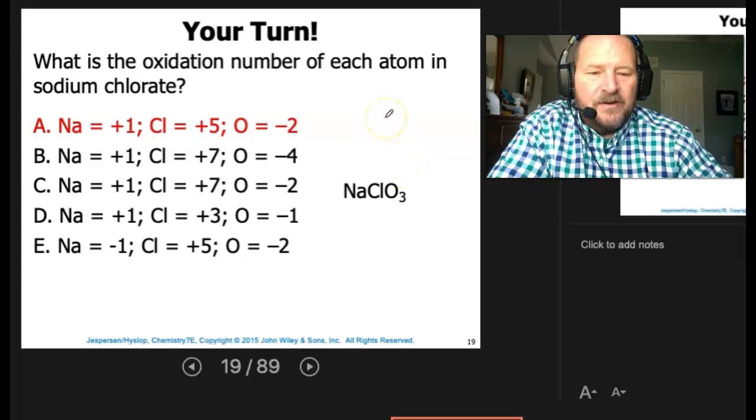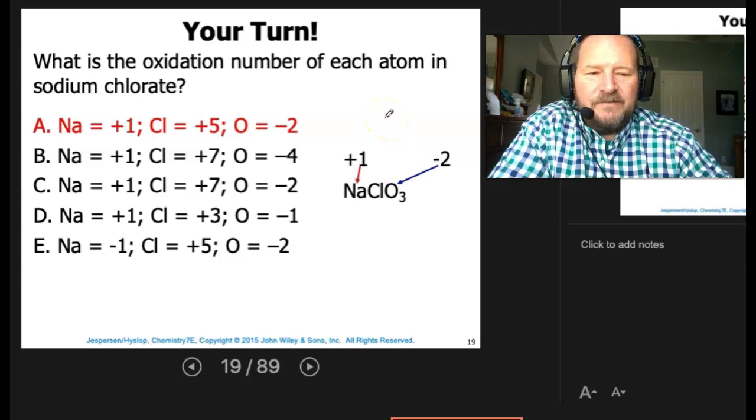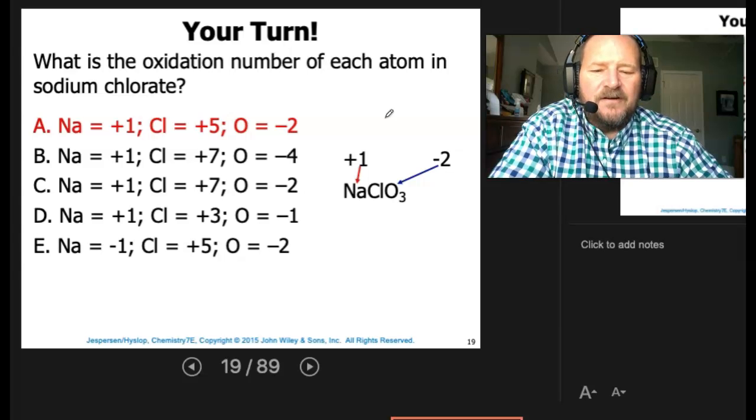So at this point, we know that the sodium is going to be plus 1 because it's in group 1A. We know the oxygen here is going to be a minus 2 because it is not a peroxide. We get negative 2 times 3 gives us negative 6 plus 1 gives us a negative 5. So the chlorine then, oddly enough, has to be plus 5. All right.